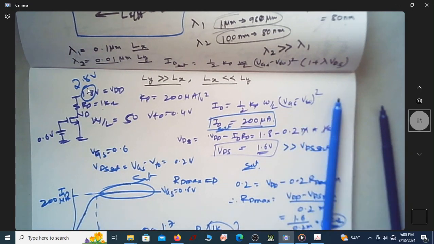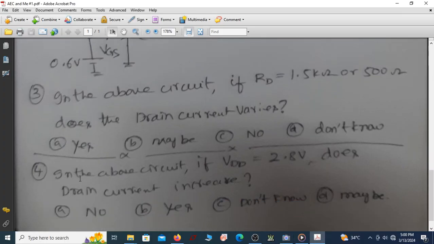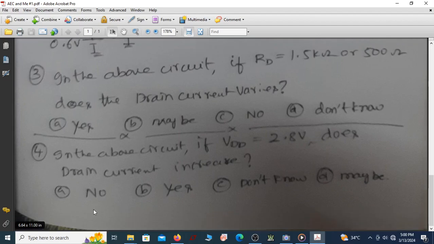So the answer for the third question is no. In the above circuit, if VDD is 2.8, does the drain current increase? The answer is no, the drain current will not increase.